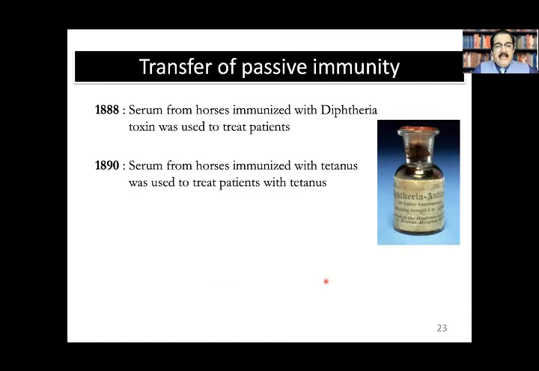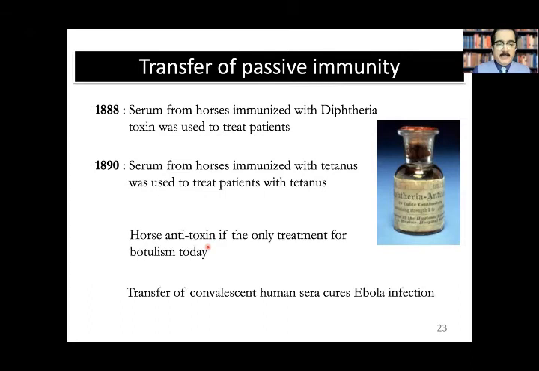So in 1888, serum from horses was used to immunize. Serum from horses immunized with diphtheria toxin was used to treat patients. Okay, 1890, we developed tetanus anti-serum. But the problem is you can only do this once, because if you do this again, then you make an anti-horse response, and then you know what happens next.